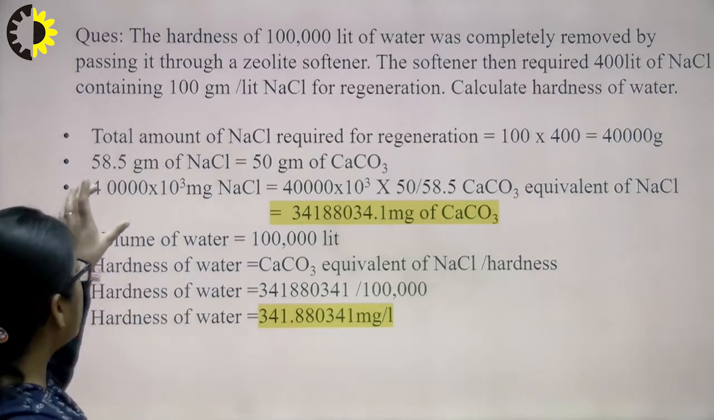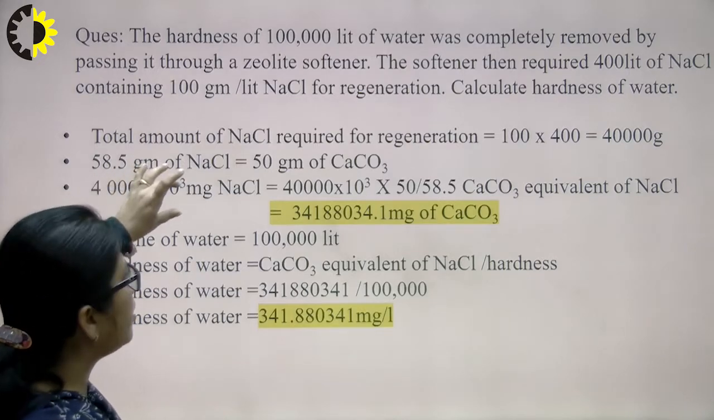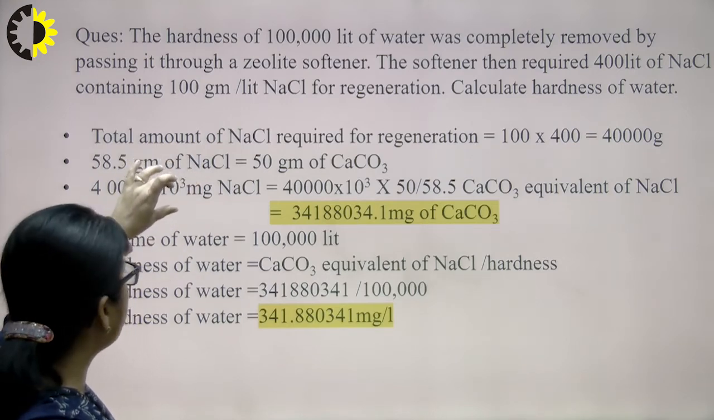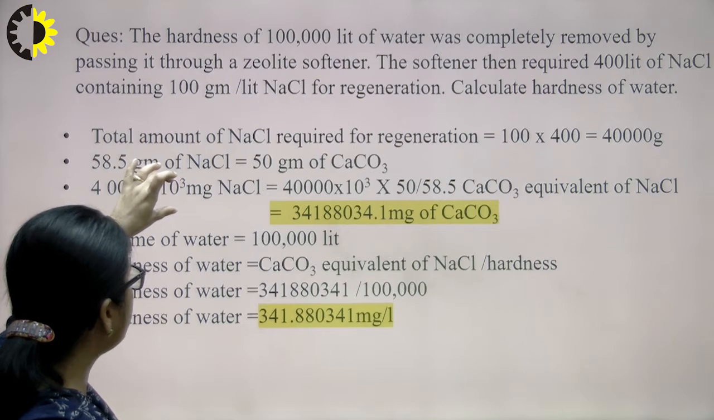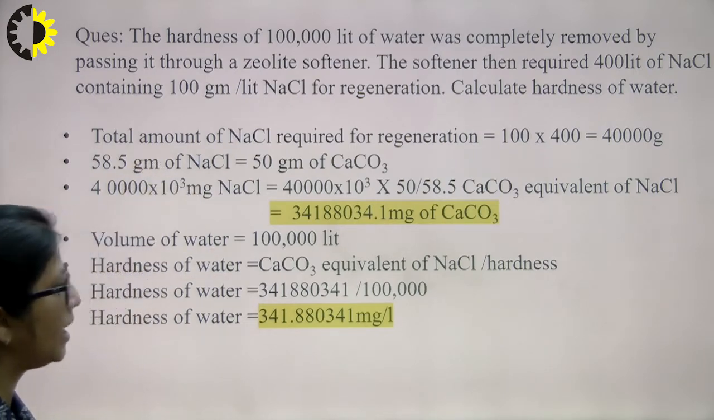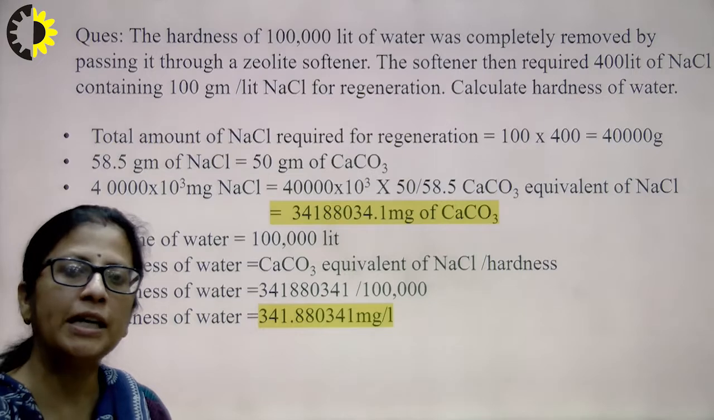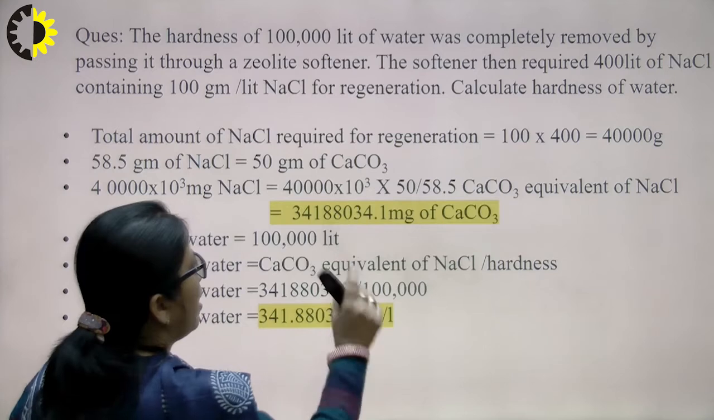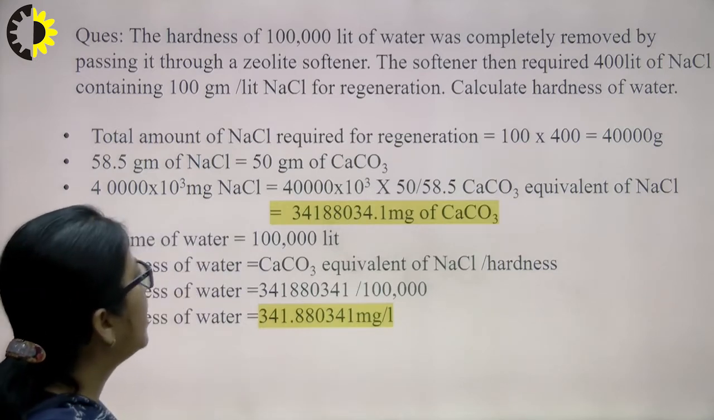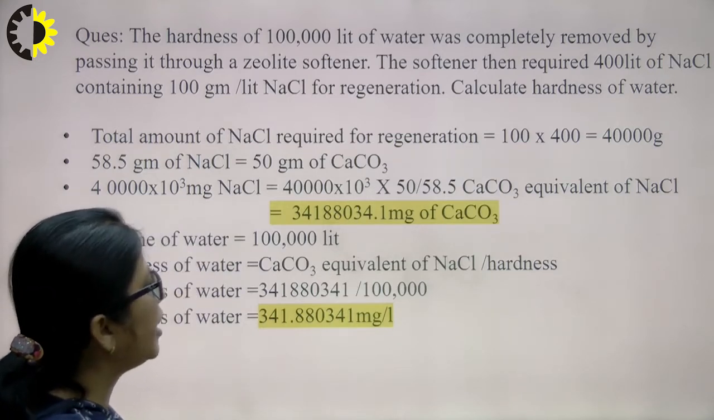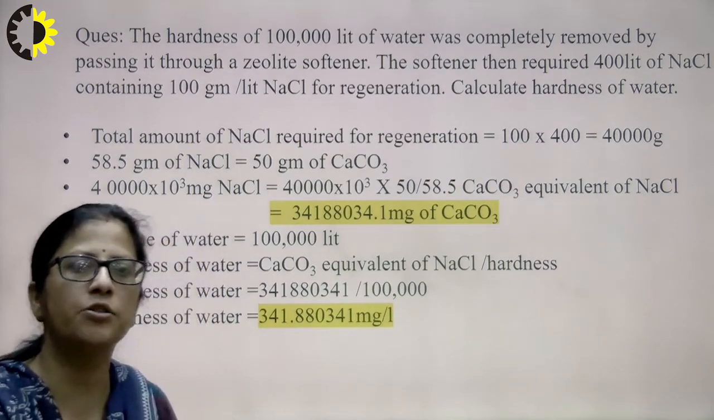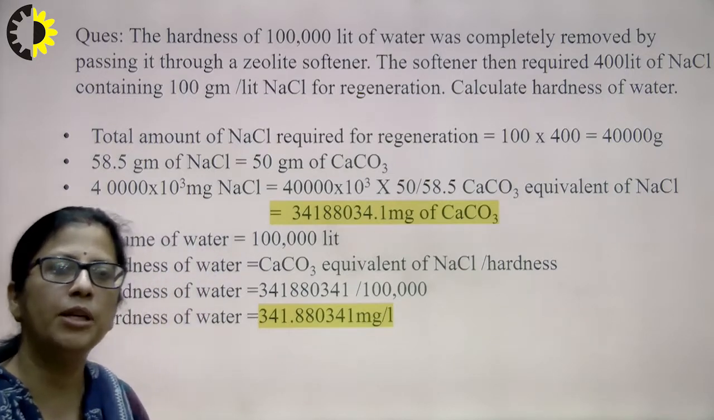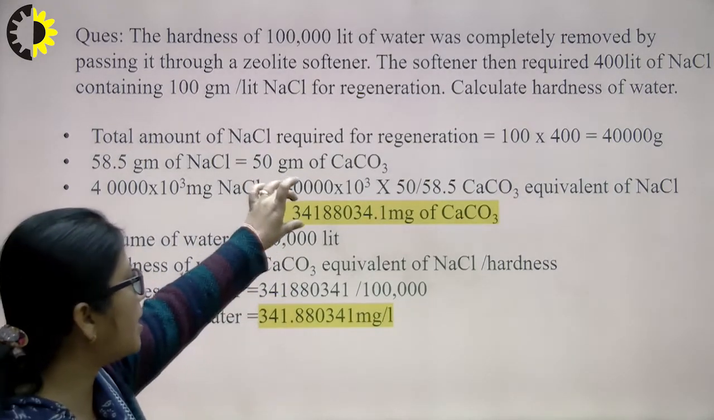Therefore, 40,000 grams into 10 to the power 3, we are going to do the calculation in milligram, therefore I am multiplying by 10 to the power 3. So, 40,000 into 10 to the power 3 milligram of NaCl will be equivalent to how many calcium carbonate equivalents? It will be equal to 40,000 into 10 to the power 3 multiplied by 50 divided by 58.5 calcium carbonate equivalents of NaCl. So, I am converting the NaCl into calcium carbonate equivalents. This is the result that I am getting.